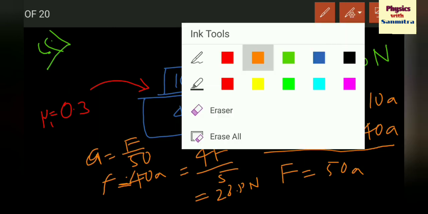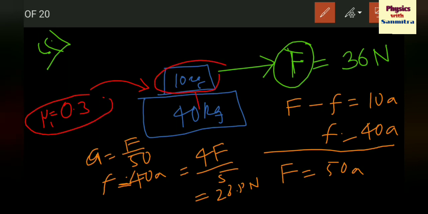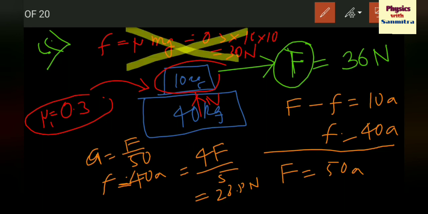Now, if you do it like this, you are seeing you have been given mu, this is 10 kg, so this normal reaction will be 10g. So f is equal to mu into mg, so 0.3 into 10 into 10, that is 100, that is 30 Newton. Then this is absolutely wrong. Only in case of limiting friction can you apply this formula, f is equal to mu mg. In every other case of static friction that is lower than the limiting friction, you have to find out the limiting friction and the friction that is acting.